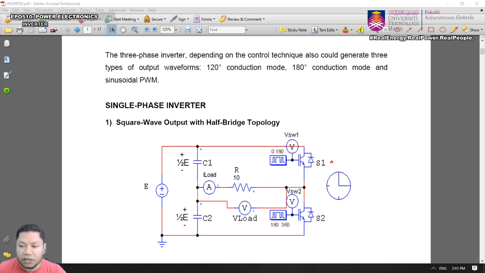Whenever switch 1 is on, the current will flow through S1, and then S2 will be off, isn't it? So it will appear as a short circuit here, and this will appear as an open circuit. Right? So the current will flow through S1 to the load. So this is your load, and then we will come back to capacitor 2, charging capacitor 2 up to half of the input voltage.